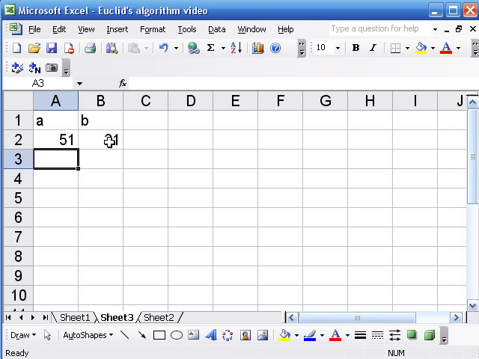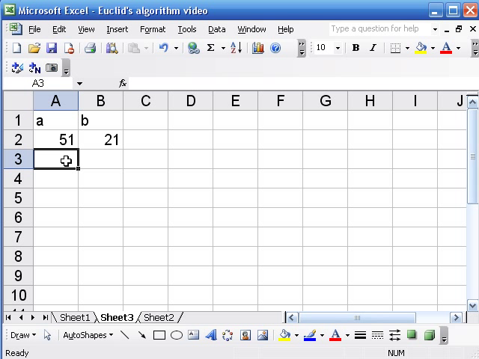Now, the main principle behind Euclid's algorithm is that any number that divides 51 and also divides 21 has to divide the difference, 51 minus 21, or 30. The reason that's true is the distributive property, and I won't go into it here, but it's a very, very important property underlying much of number sense in elementary mathematics.